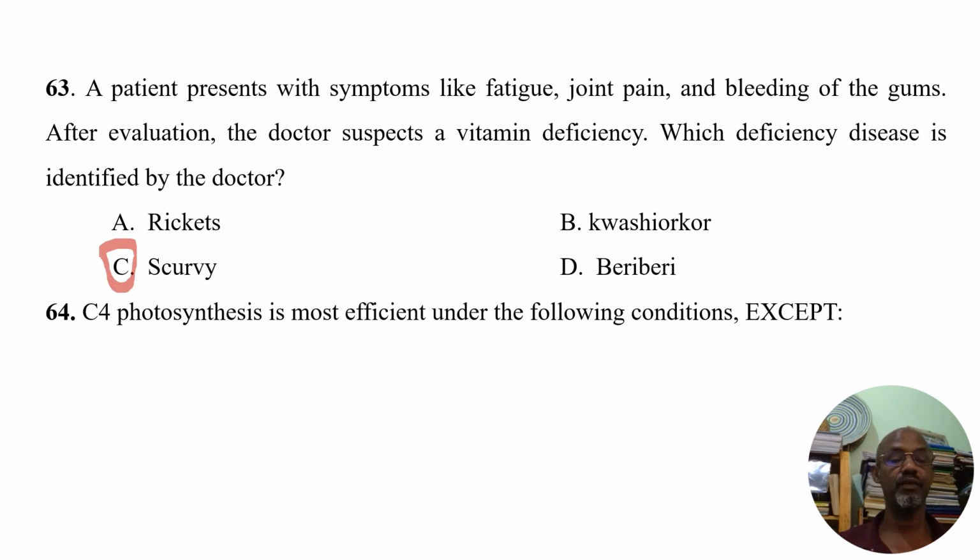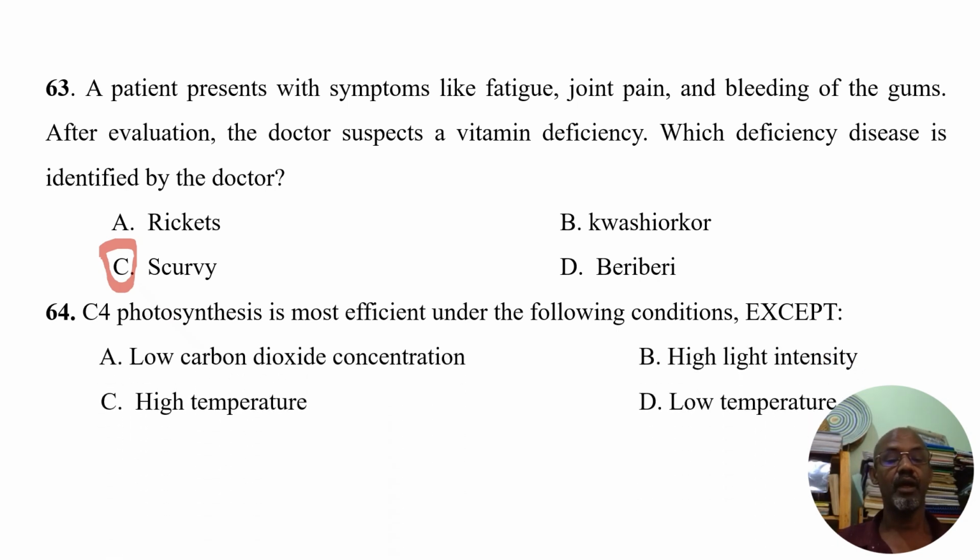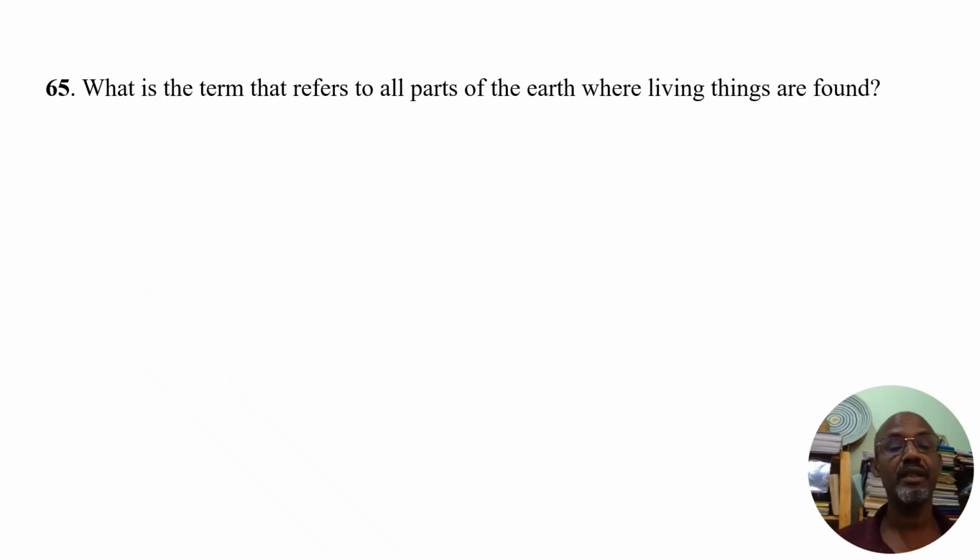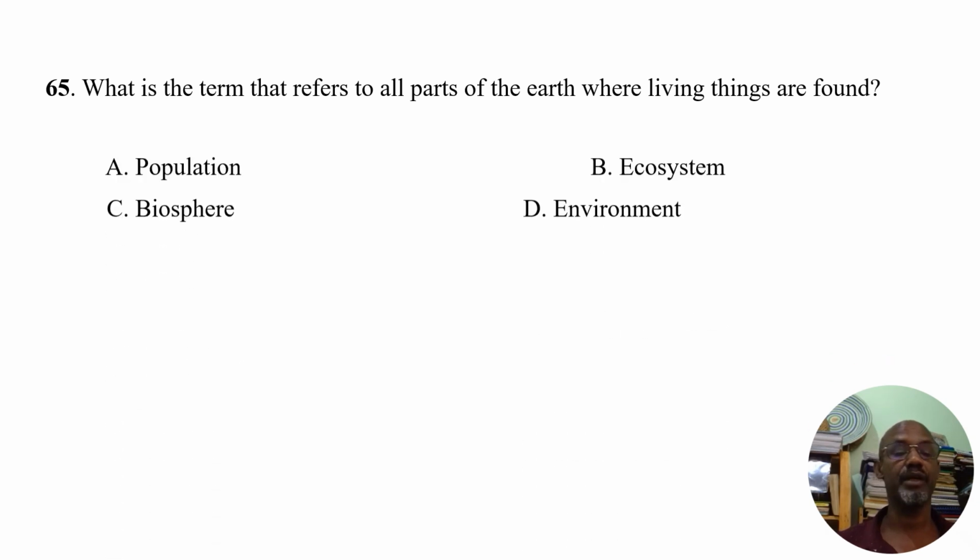Question 64. C4 photosynthesis is most efficient under the following conditions. It says low carbon dioxide concentration, high light intensity, low temperature. Of course, low carbon dioxide concentration. What is the term that refers to all parts of the earth where living things are found? Biosphere.